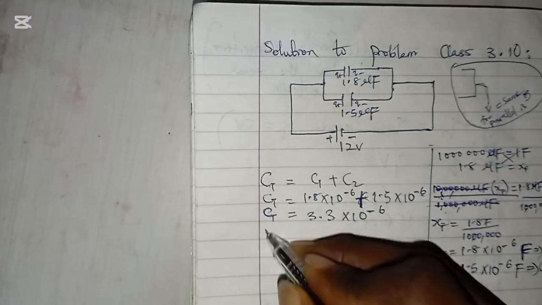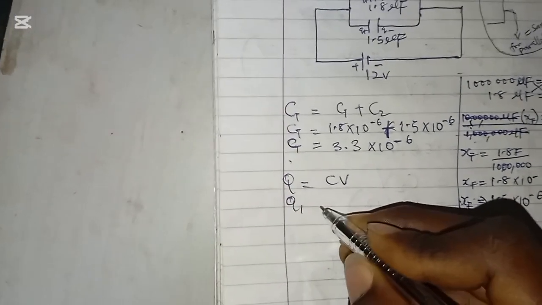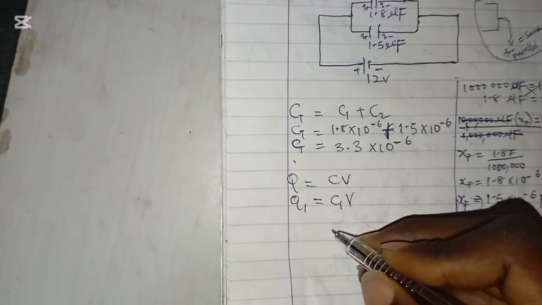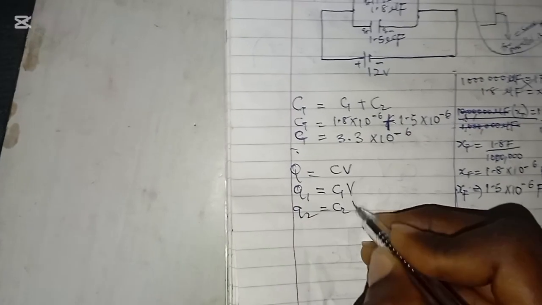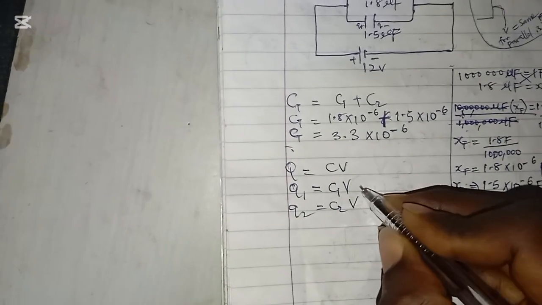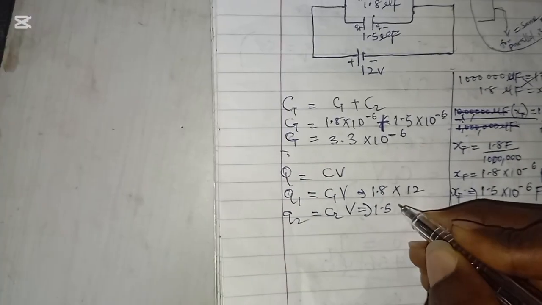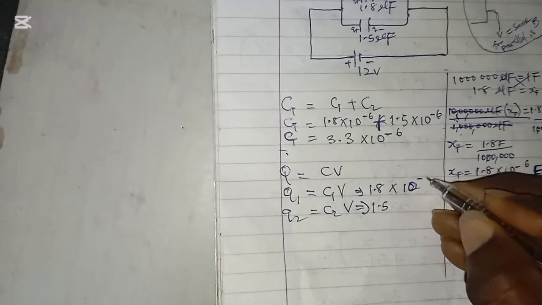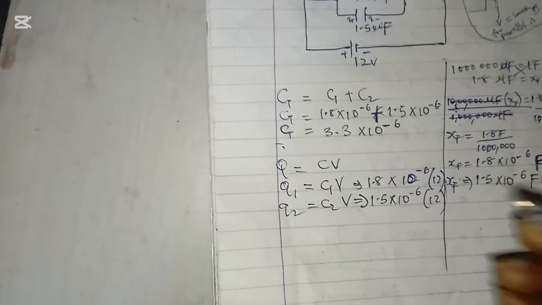So now to get charge, I know that charge Q is equals to CV. So Q on the first capacitance will be equals to C1V. Why I did this one is so that we can use it to prove your answer. Q on the second one will be equals to C2V. So for Q1, I should be having 1.8 times 10 raised to the power minus 6 times 12 voltage, and for the second one, 1.5 times 10 raised to the power minus 6 times 12 voltage.